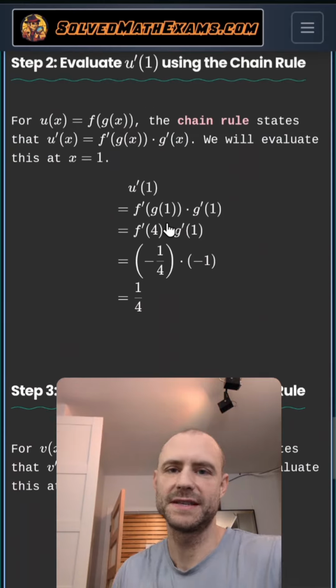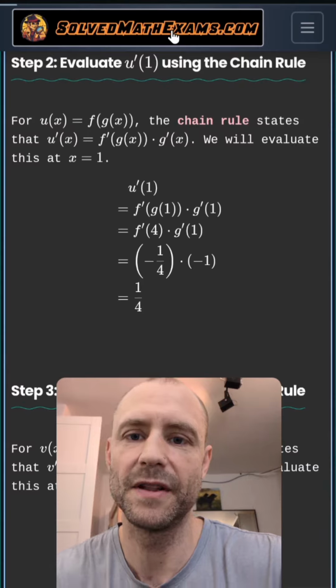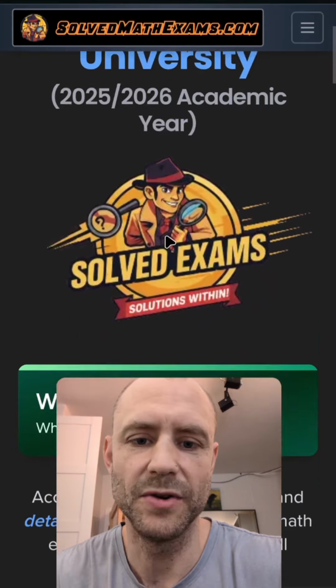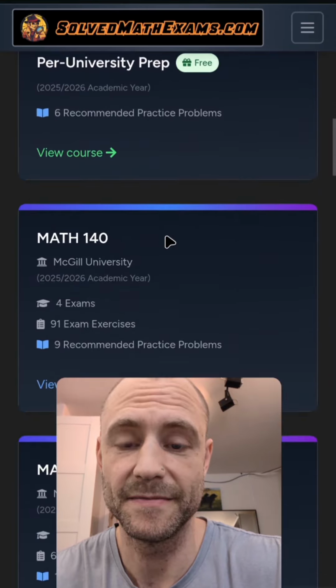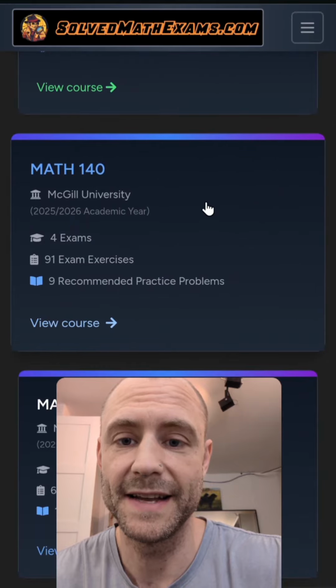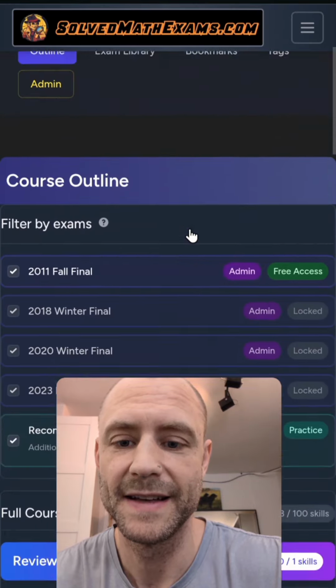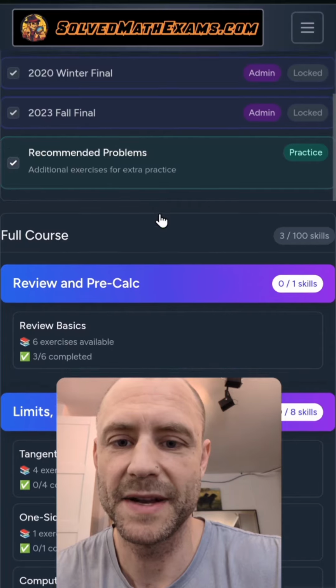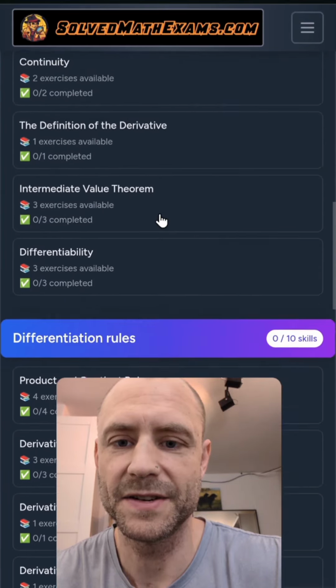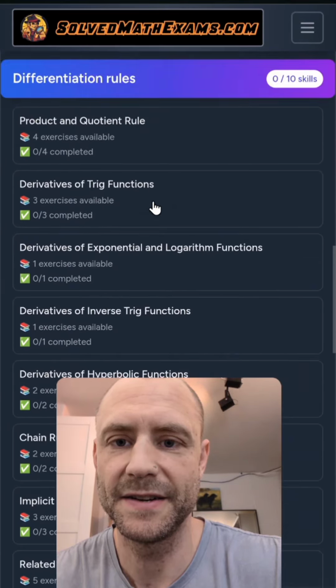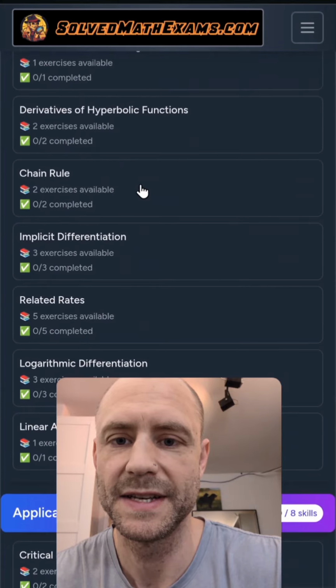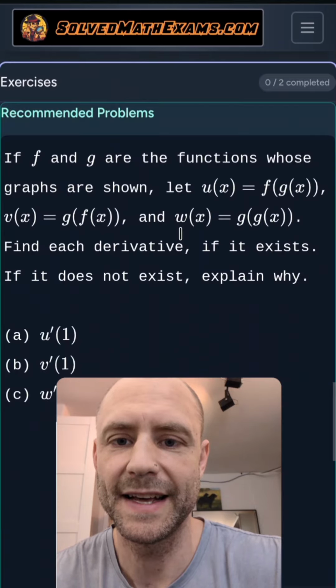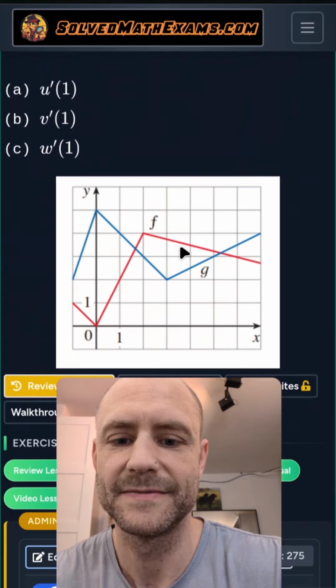So I want to spend the rest of the time just showing where you can find this question. So if you go to the home screen, and I'm showing on mobile, it's the same thing on your computer though. And this is in Math 140 from McGill. And make sure you have recommended problems on, and then you just go down to chain rule. So it's under differentiation rules. You click in chain rule, and that's where you're going to see this question. Awesome.